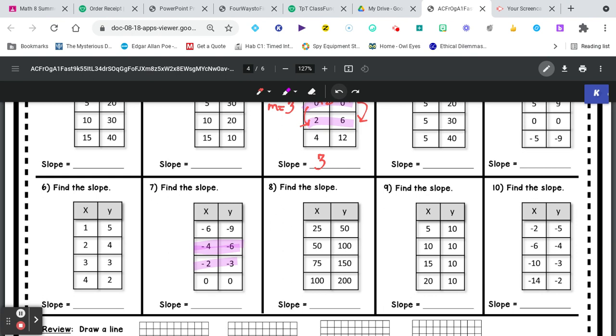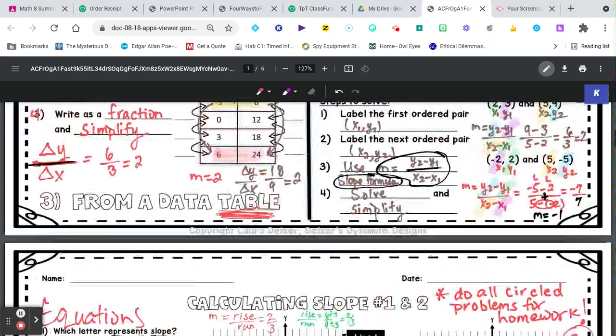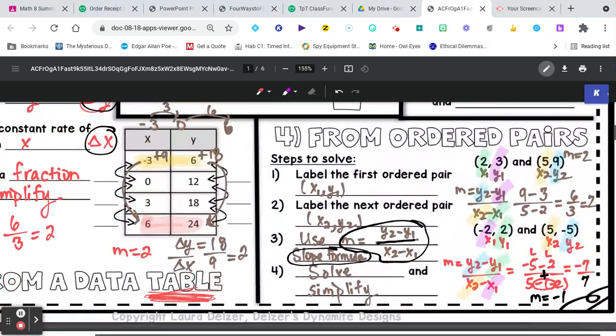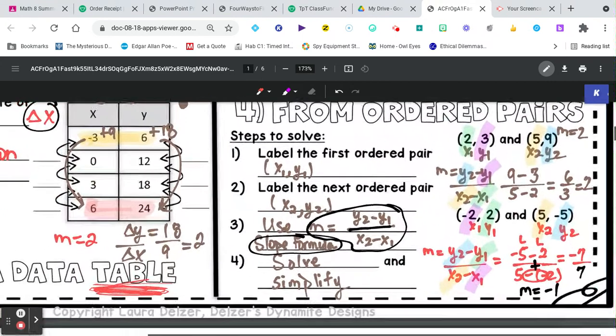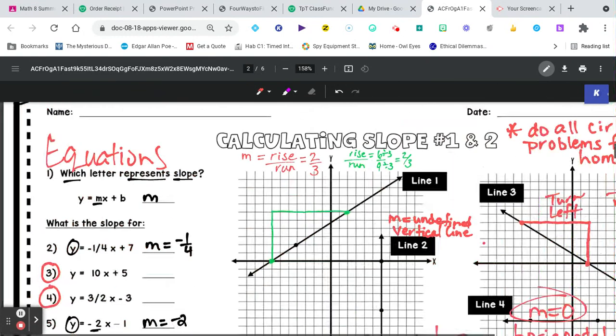So you got your 2 points picked, right? Write them down. Negative 4, negative 6. And then negative 2, negative 3. So if you have those 2 points written down, you can do what you did up here on this part where it says find from 2 ordered pairs. So you could just use the slope formula, y sub 2 minus y sub 1 divided by x sub 2 minus x sub 1. Okay, after you pick your 2 points.